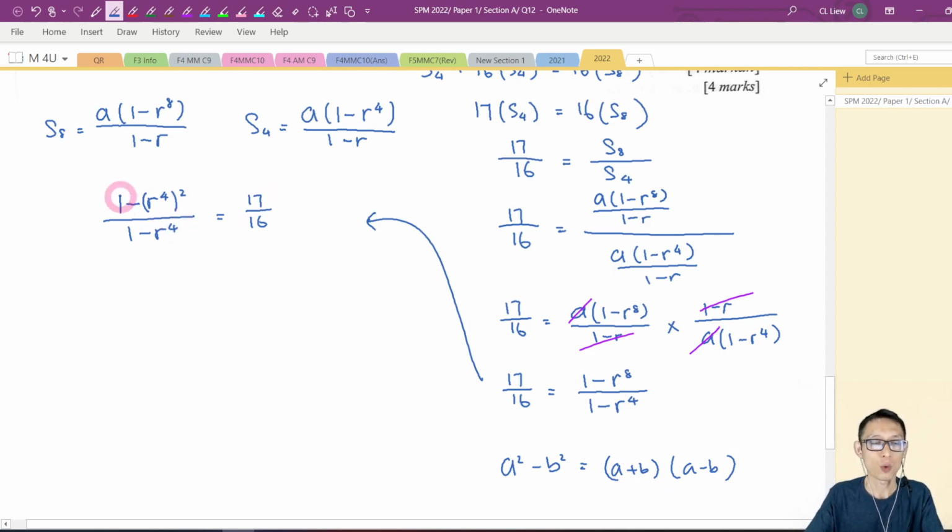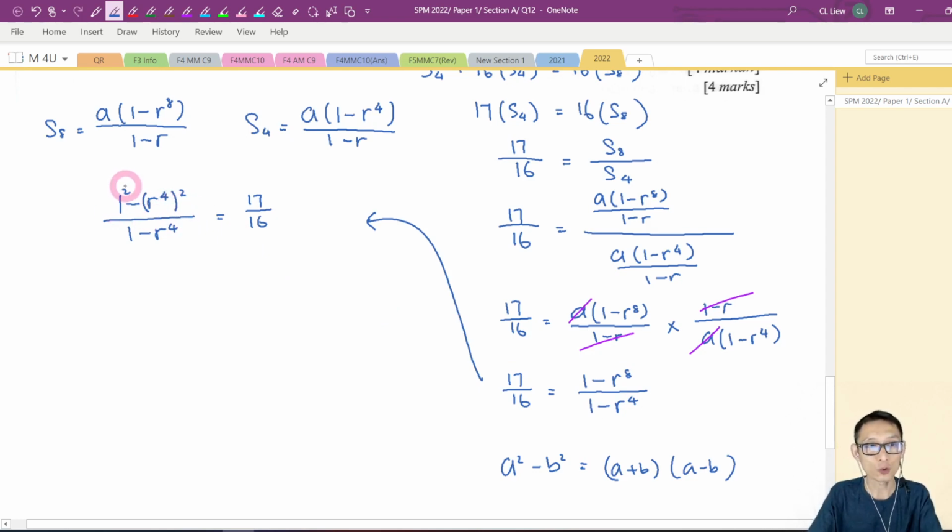Okay, so this one, you can just add square to it. 1 square is the same thing as 1. We do not change value. Remember, you cannot change value. I just change the way of writing it. So 1, I write 1 square, but still 1, right? So r power 8, I write r power 4 square, still the same, r power 8, right?